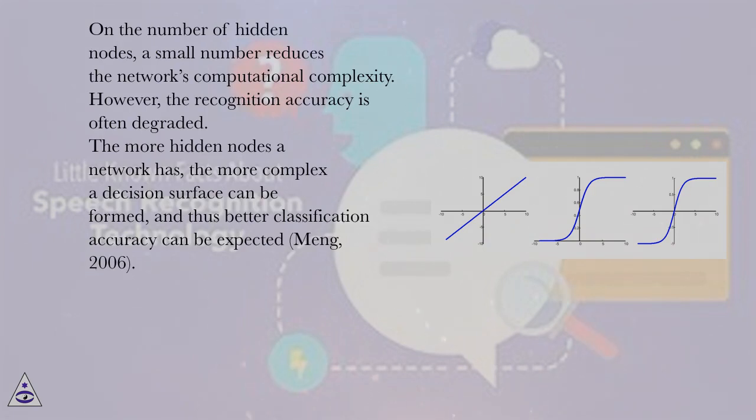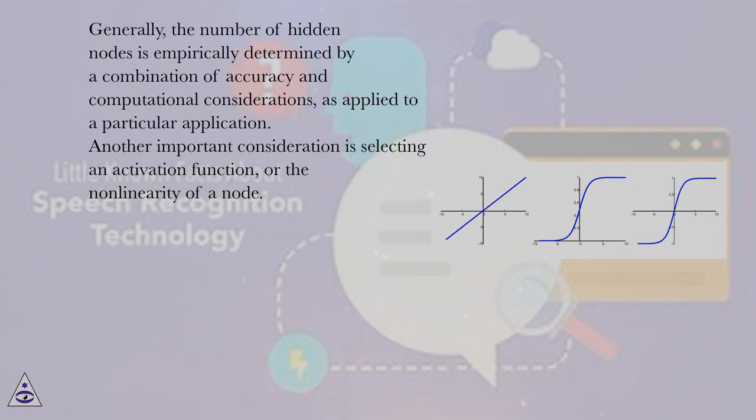On the number of hidden nodes, a small number reduces the network's computational complexity. However, the recognition accuracy is often degraded. The more hidden nodes a network has, the more complex a decision surface can be formed, and thus better classification accuracy can be expected. Ming, 2006. Generally, the number of hidden nodes is empirically determined by a combination of accuracy and computational considerations, as applied to a particular application. Another important consideration is selecting an activation function, or the nonlinearity of a node.